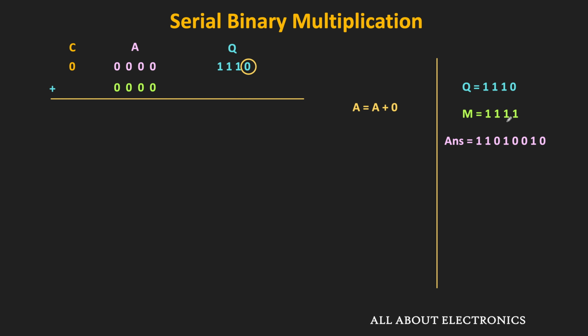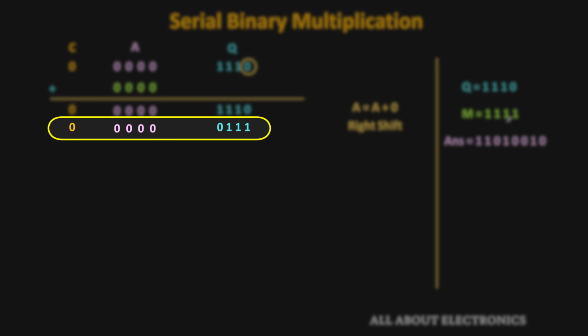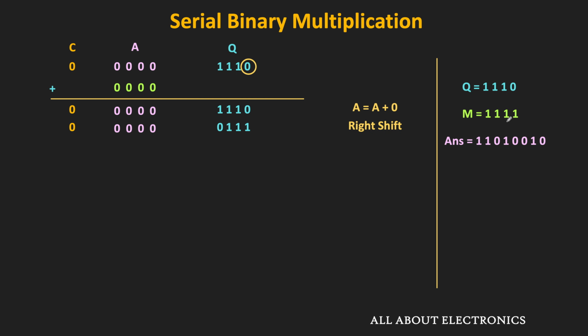So after the addition, the value of the A will be equal to 0000, and here the value of the C and Q will remain the same. So after this addition, each bit of the C, A and the Q registers will be right shifted by the 1 bit position. And after this shifting, this will be the content of the C, A and the Q registers. So once again, now this Q0 bit will be checked, and now if you see, then the value of the Q0 is equal to 1.